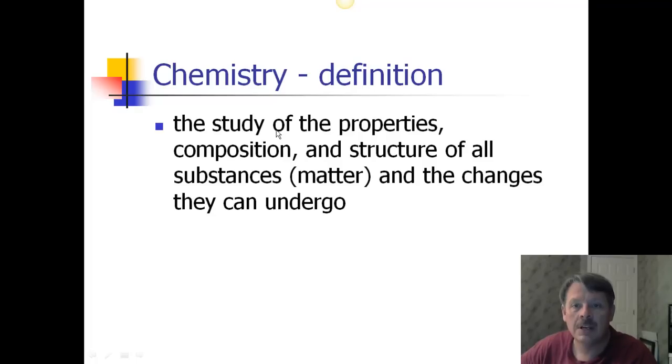The definition of chemistry is the study of the properties, composition, and structure of all substances, matter, and the changes they can undergo. Well, that is more of a Webster definition. Essentially what we're doing is looking at what makes up matter. What's your PC made out of? What's a piece of paper made out of? What's water made out of? You know what water's made up of, right? What is it? Yeah, it's H2O.